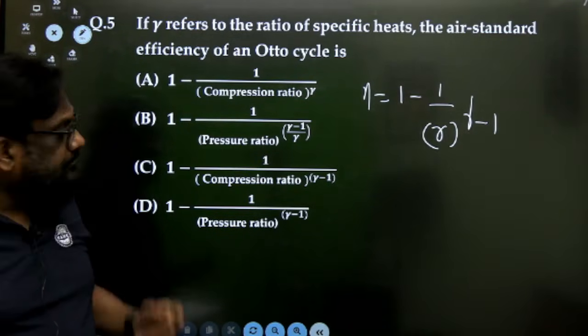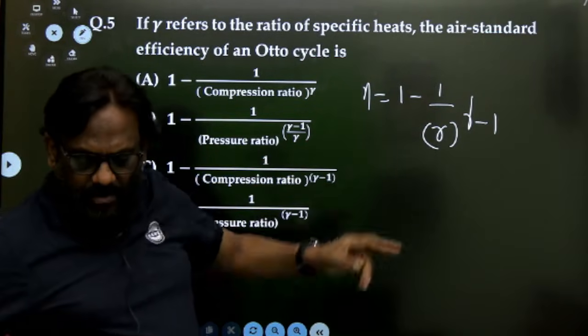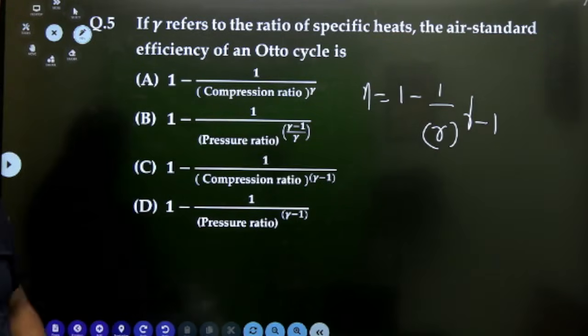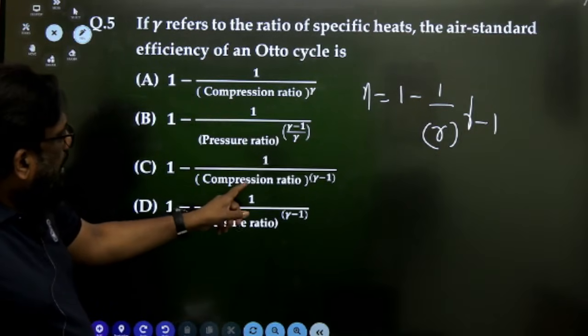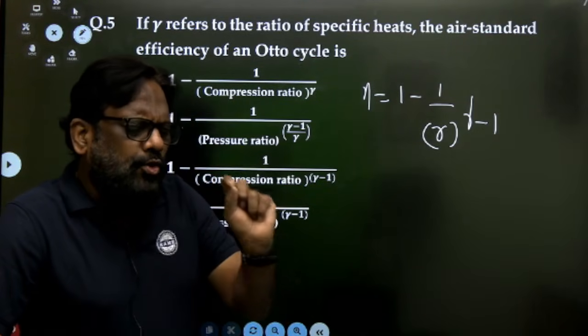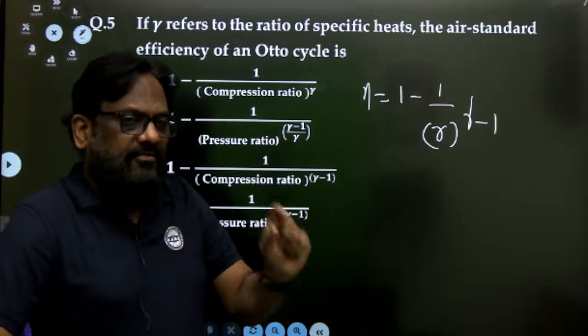Do you want me to derive? 1 minus 1 by R power gamma minus 1. So this is question number 5. Correct? No problem at all. So 1 minus 1 by R power gamma minus 1, where R is compression ratio. What is compression ratio? Volume before compression to the volume after compression.